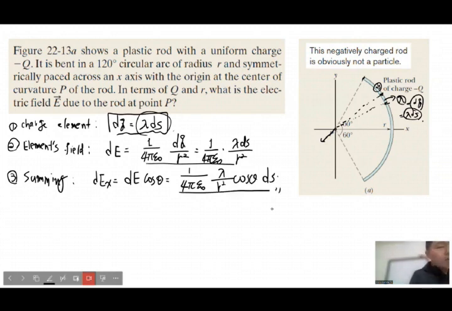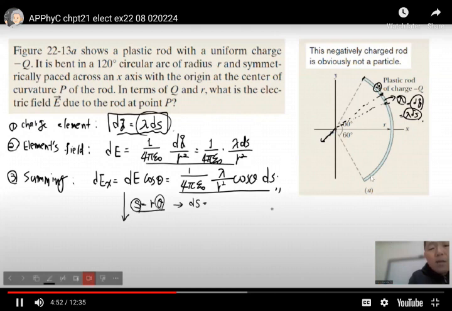So next step, you replace ds with the angle. As you know, arc length is radius times theta. So here s and theta are both variables. If you take a derivative of this equation, then ds equals r d theta, because r is a constant value.